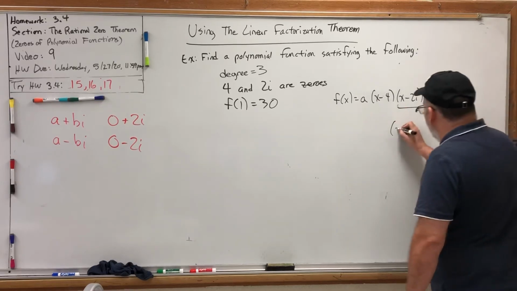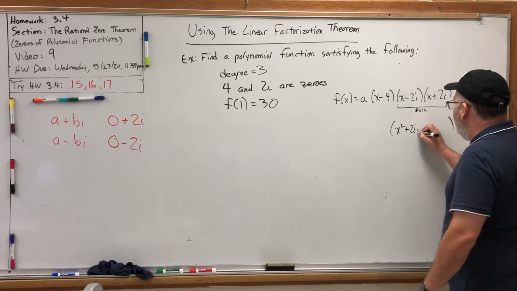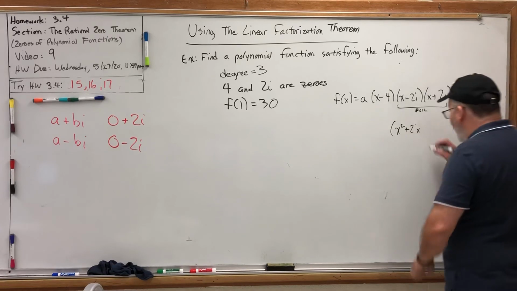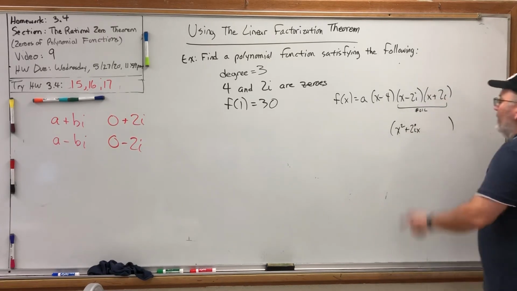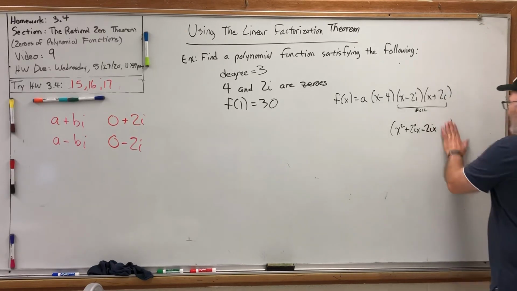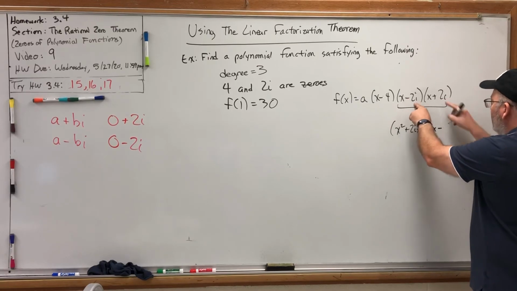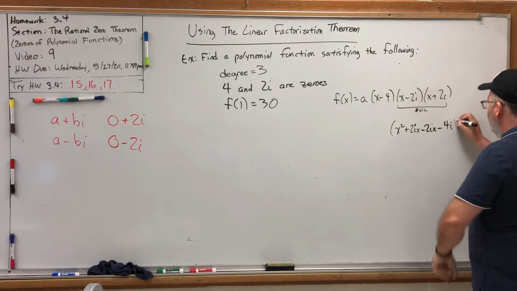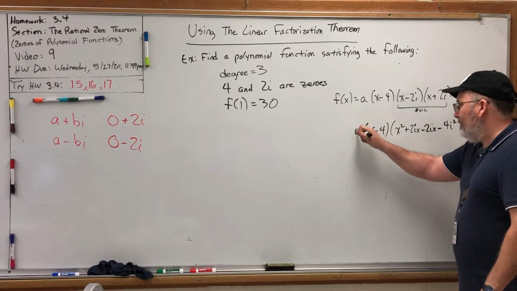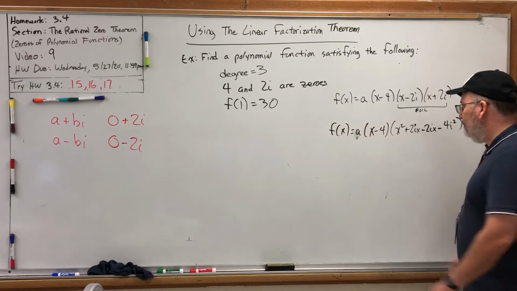X times x is x squared. X times positive 2i is positive 2ix. Negative 2i times x is negative 2ix. I know it looks really crazy. And then for the last part, take it slow. Negative times positive is negative, 2 times 2 is 4, i times i is i squared. And we still have this guy over here, and that guy. So everything else is still sitting there.